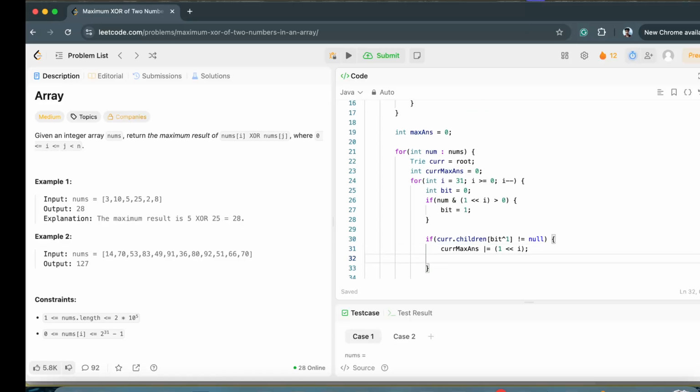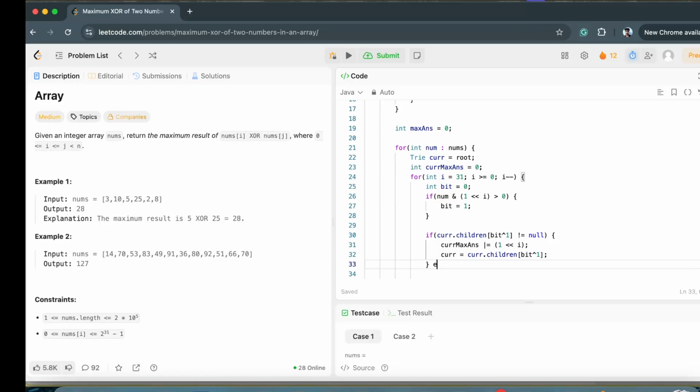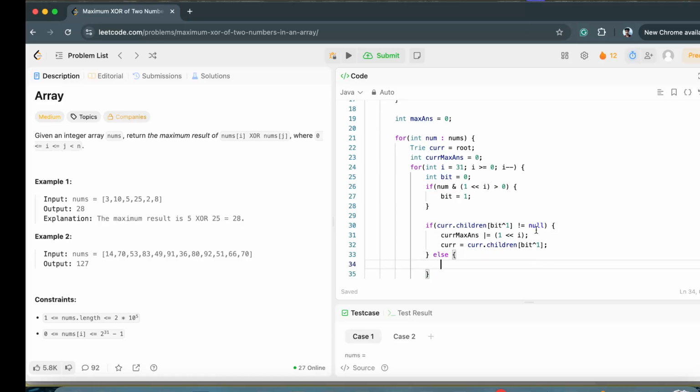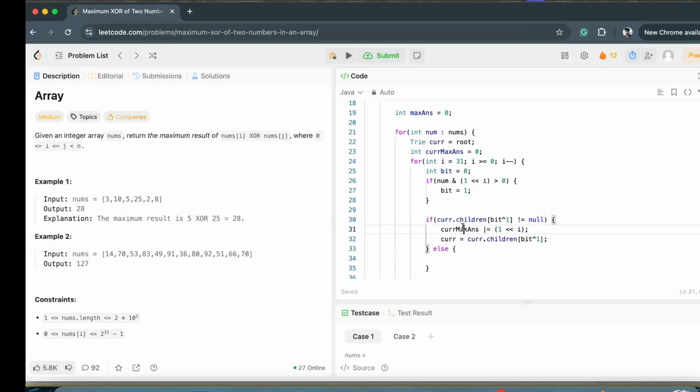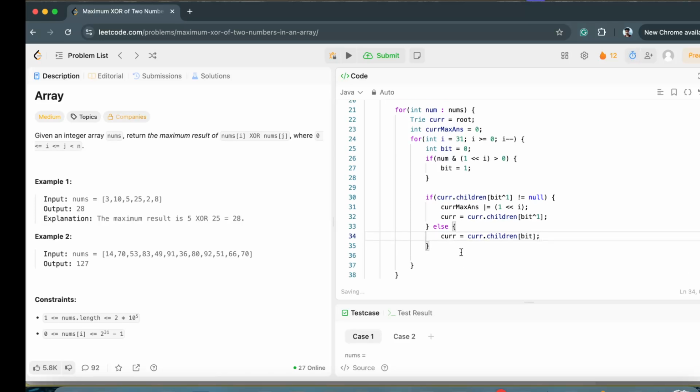Once I perform this, the current should point to current equals to current dot children of this bit or 1. Or else, if not, it is not necessary to perform this operation, because 0 is something we have to consider, right? So it doesn't matter, we don't need to update this one. So current equals to current dot children of that particular bit. We just shift our current pointer to the next bit.